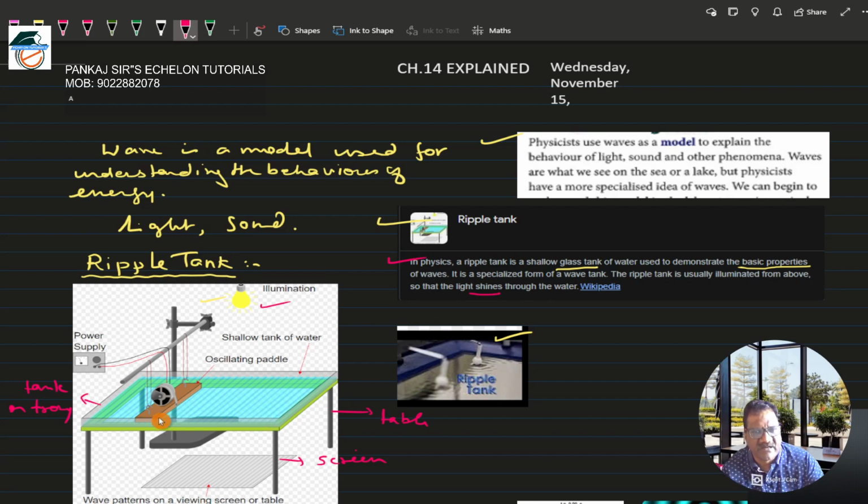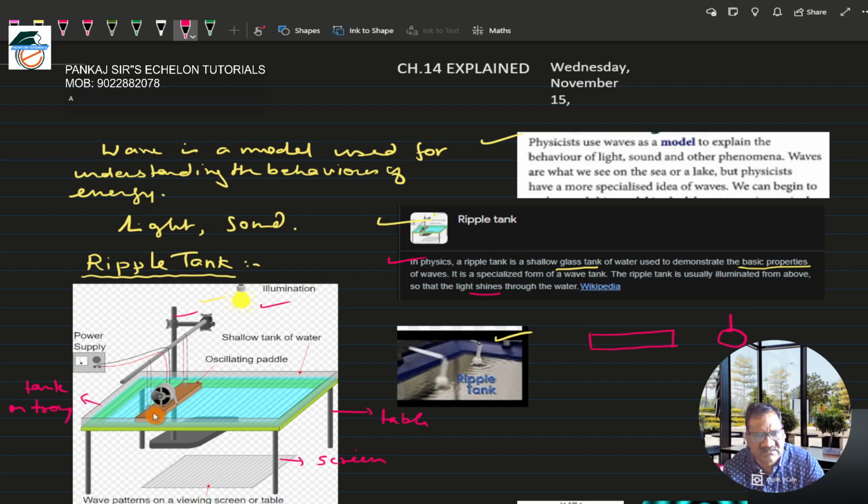Now this particular tank is made up of glass, so it is transparent, and it contains water. Along with water, you can see this arrangement over here. Can you see this stand? On this stand, this is an oscillating pedal. There are two types of oscillating pedal. One is like a horizontal bar, another is like a spherical dipper.